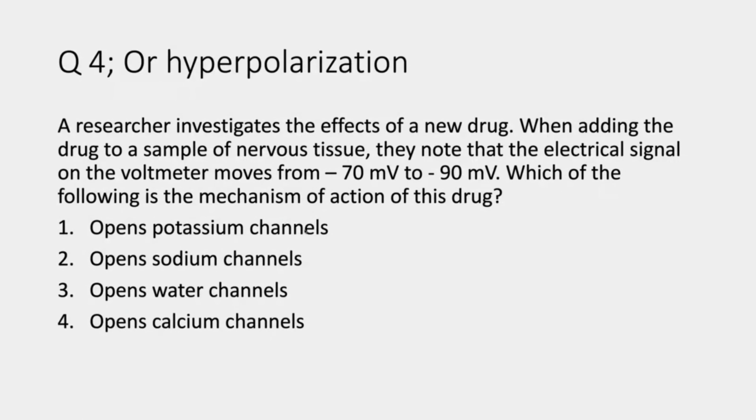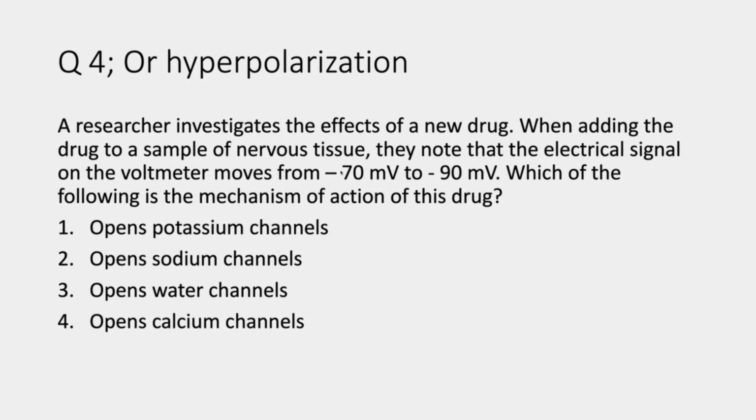Now, notice that in this case, instead of asking for the depolarization, this question is asking for the hyperpolarization, also known as after hyperpolarization, but it's the same. This is the same researcher doing exactly the same experiment, but now when they add the drug, they note that the membrane potential goes from negative 70 to negative 90, so it's more negative, moving away from the threshold. That's called hyperpolarization. So there are more negative charges inside the cells than at the beginning.